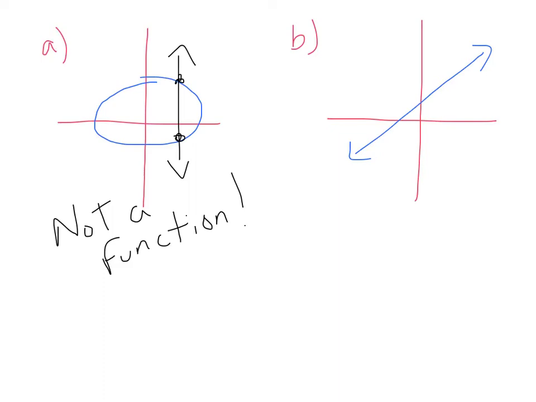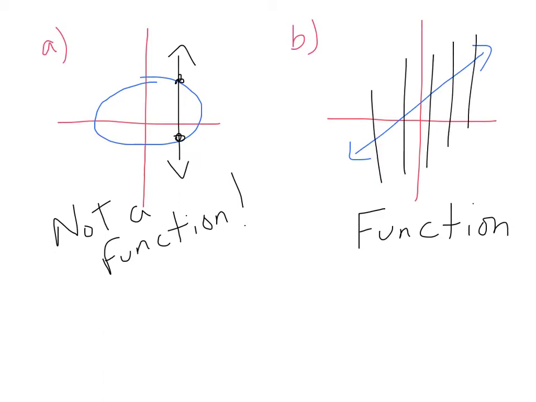Whereas the graph in part B is a function, because no matter where I would draw my vertical lines, I'm never going to hit that graph, that blue line, more than once. So B represents a function, and that's actually what we call a linear function. It's a straight line. Okay, let's check out another one.